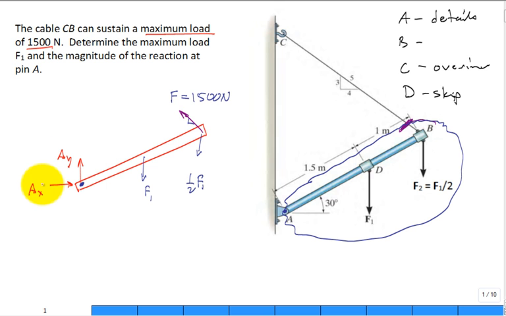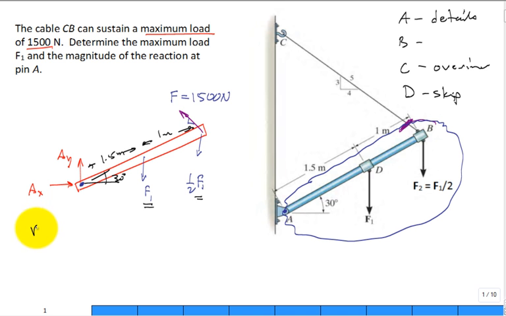I pause. Do I have a good free body diagram? I could put more information on there, and probably should, like this 30-degree angle, maybe the dimensions, 1.5 meter, 1 meter, like that. How would I then solve for F1?